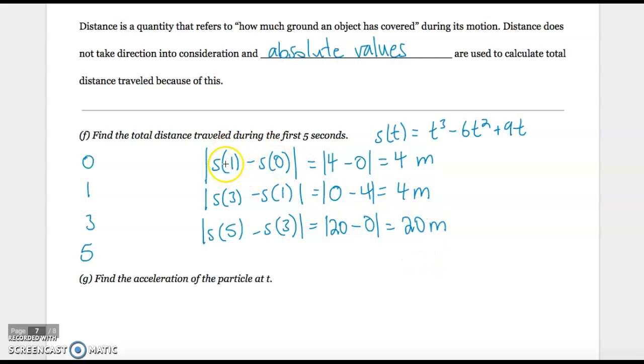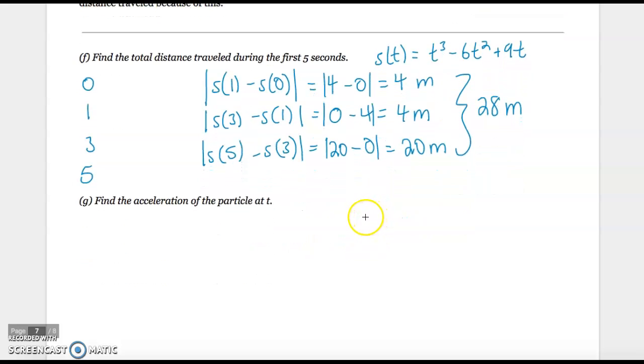So from 0 to 1 seconds, my particle moved 4 meters. From 1 to 3 seconds, my particle moved negative 4 meters, but still moved 4 meters, right? Don't care about which direction it was in. And then from 3 seconds to 5 seconds, our particle really sped up and moved 20 meters. So total distance traveled was 28 meters, and it didn't matter which direction it was traveling in. So I added the 4 it moved in the first section, plus the 4 it moved in the second section, plus the 20 it moved in the third section. Doesn't matter which direction it was.